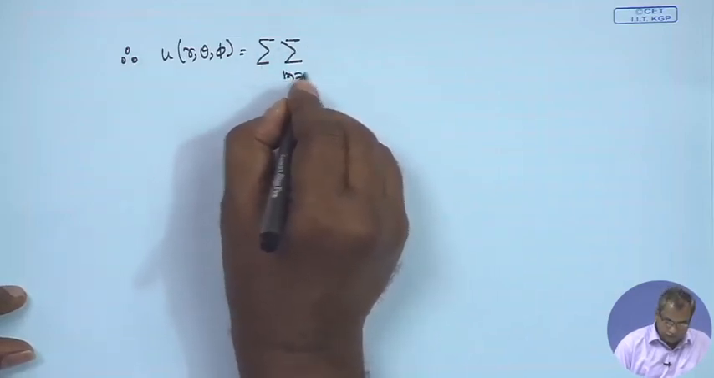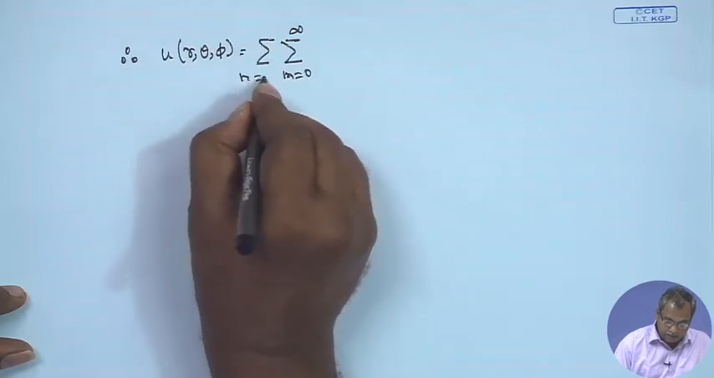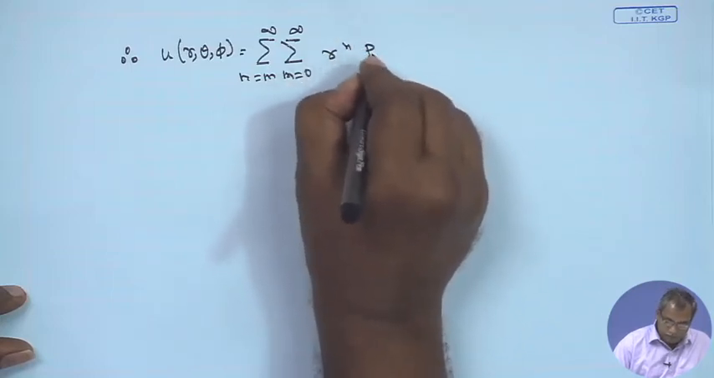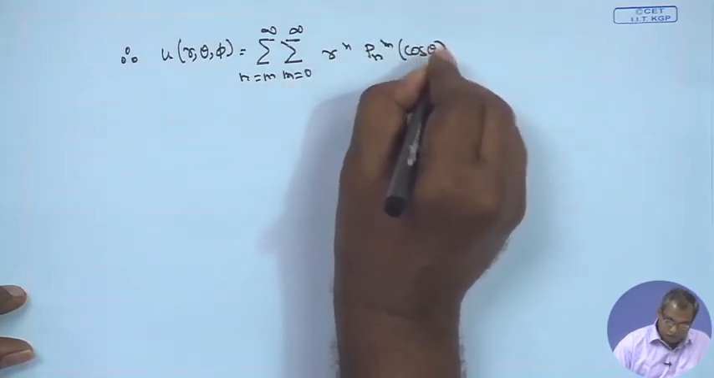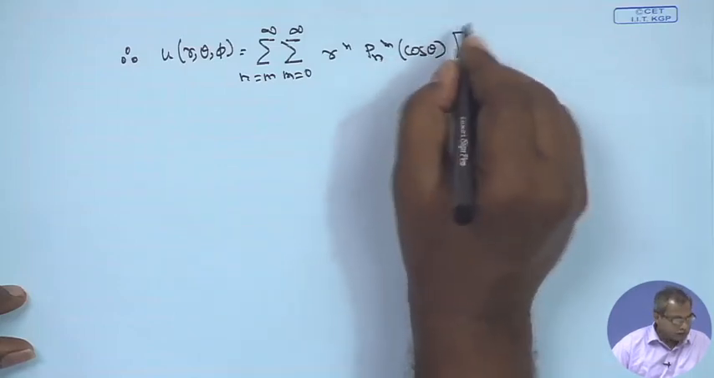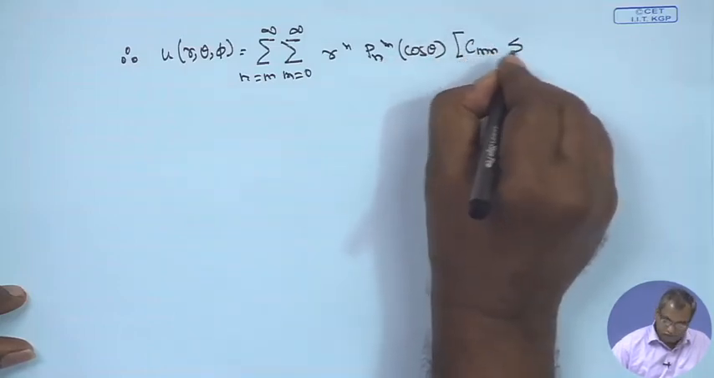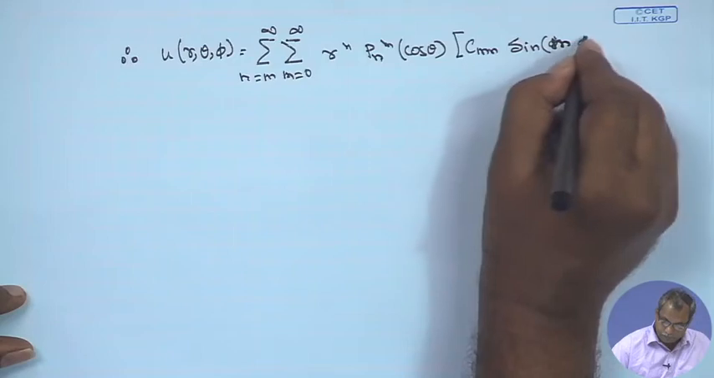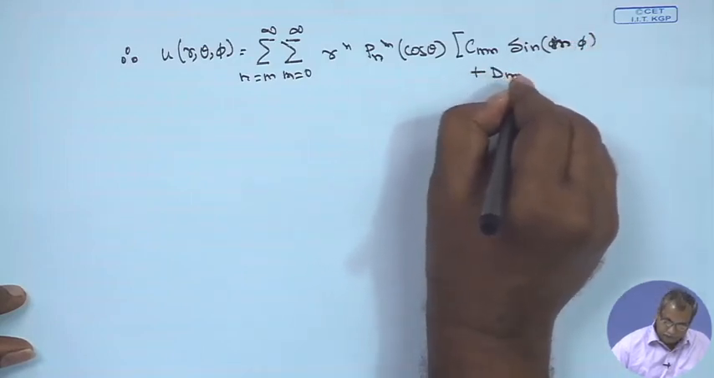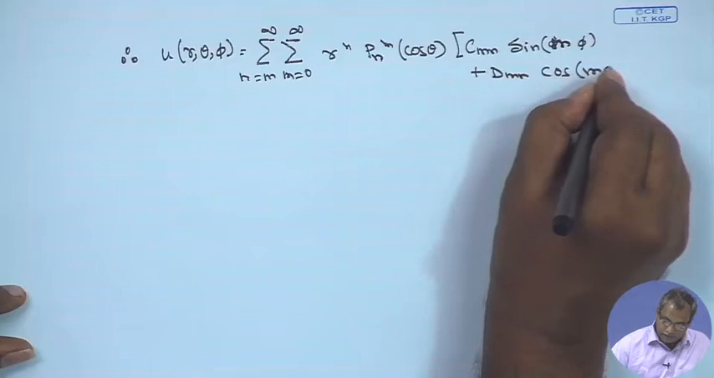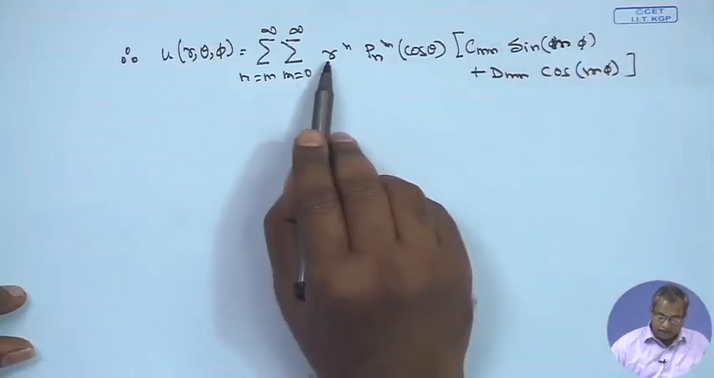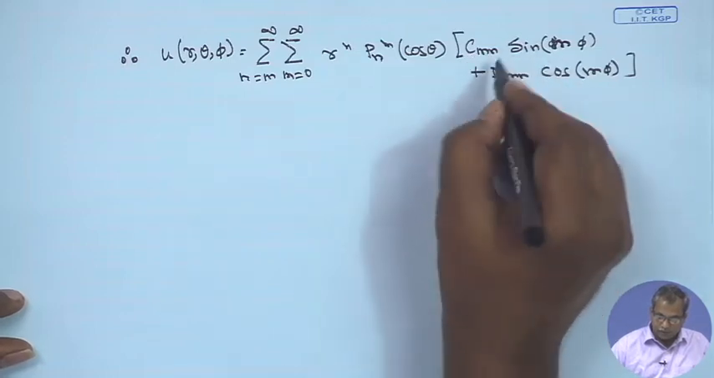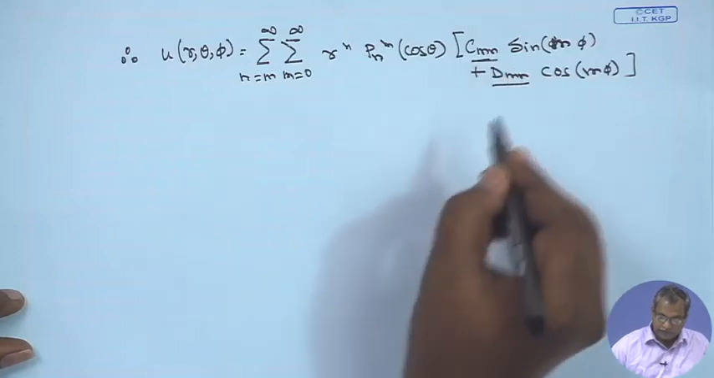So, one is m is equal to 0 to infinity, another is n is equal to m to infinity, r to the power n, P n m cosine theta, multiplied by C m n sin m phi plus d m n cosine m phi, and the constant associated with r will be incorporated into the constants of the phi varying part. So, we will be having the new constants of integration C m n and d m n.